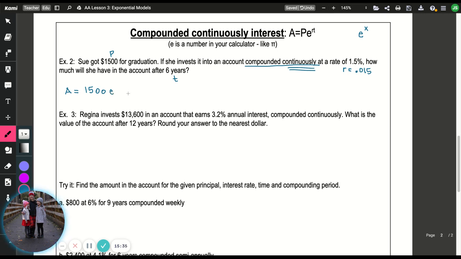E is just a number E. And then the exponent is 0.015 times T, the number of years is 6. So you're going to have to kind of play around. You might want to multiply this first. Some calculators are different.